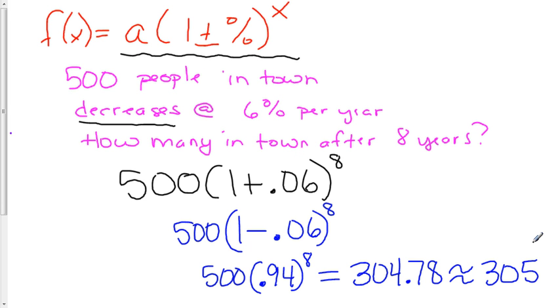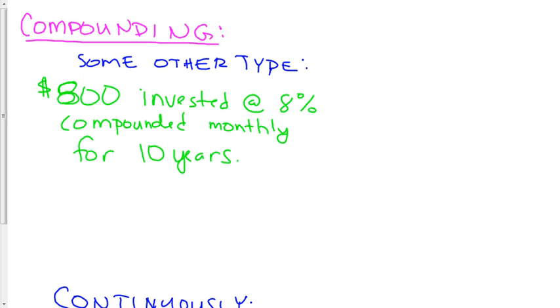So therefore, we would have approximately 305 people in the town. This is just some simple increase or decrease percent. 1 plus the percent, or 1 minus the percent. You will get into things a little more complex dealing with compounding.